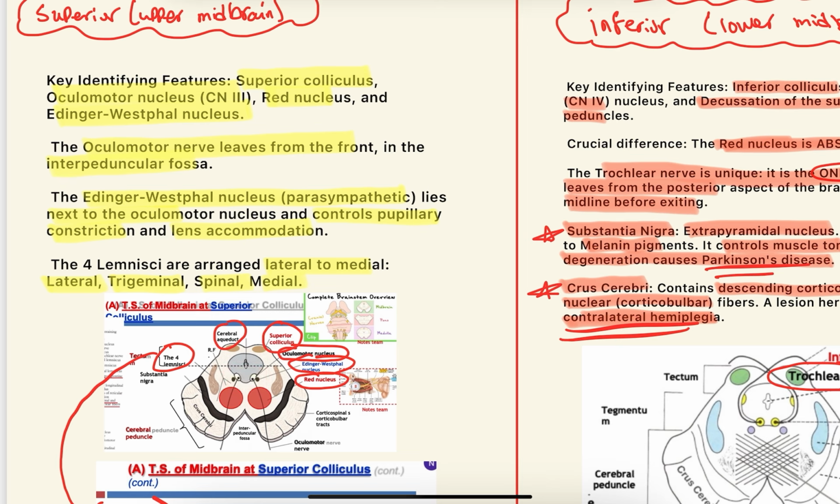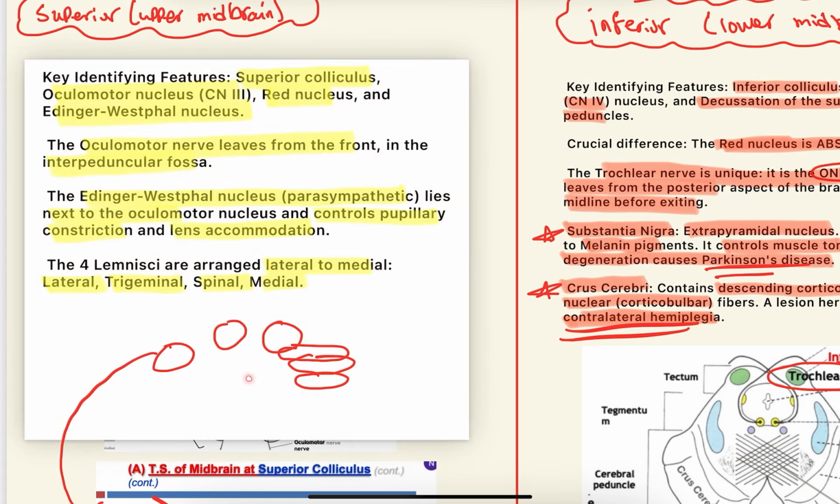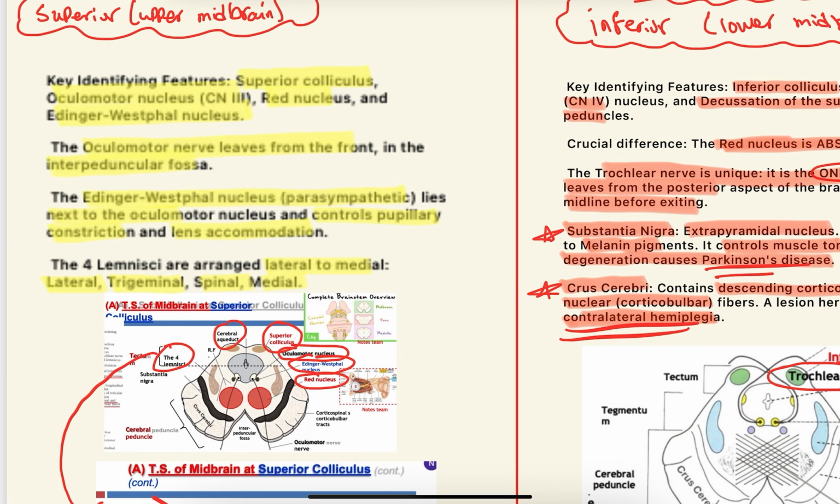And then also I will see the red nucleus, this one, and I will see the Edinger-Westphal nucleus, the one that we talked about, right here. It's nearby to the oculomotor nucleus. Now, the oculomotor nerve, how will it leave? It will leave from the front, just like this, in the interpeduncular fossa. So from the front, okay?